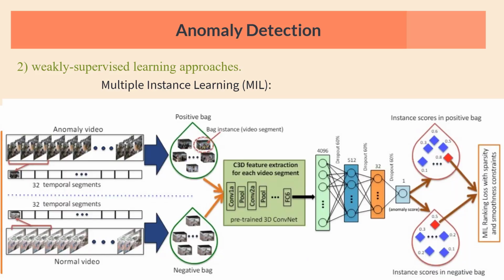So during training, the model processes both positive and negative bags, and for each bag the model calculates an anomaly score. This score represents how likely it is that the bag contains an anomaly, and the maximum anomaly score among all the segments within a bag is used to represent the bag's overall anomaly level. The goal is for the model to assign a higher anomaly score to a positive bag, meaning an anomalous video, than to negative bags, meaning normal videos.